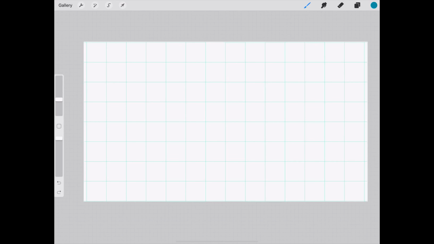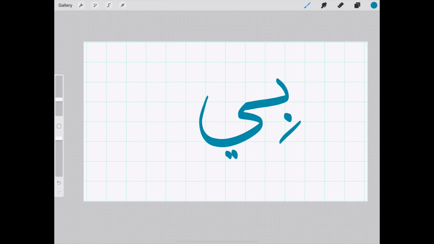Let's try something else. You have the ba letter with the kasra short vowel, meaning it's a bi. And if you extend the E here by attaching the ya letter or the E letter, what does it become? How do you pronounce this combination? It becomes bee. And you don't have to put the kasra here because the E letter forces you to pronounce the combination as bee.